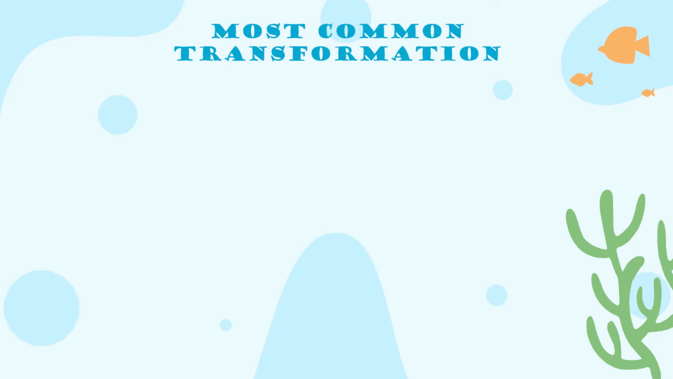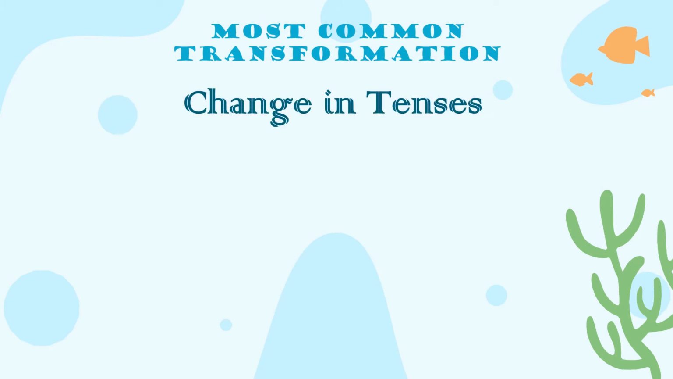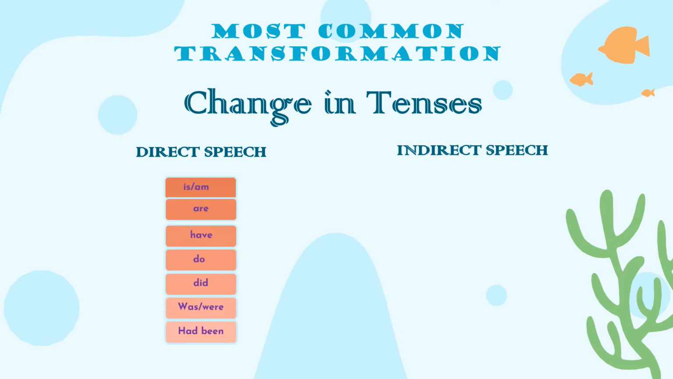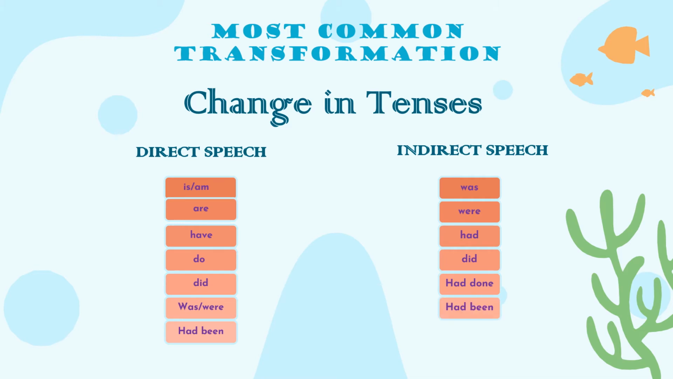Most common transformation. Change in tenses from direct speech to indirect speech. Is or am will change to was. Are to were. Have to had. Do to did. Did to had done. Was or were to had been, and had been, no change.